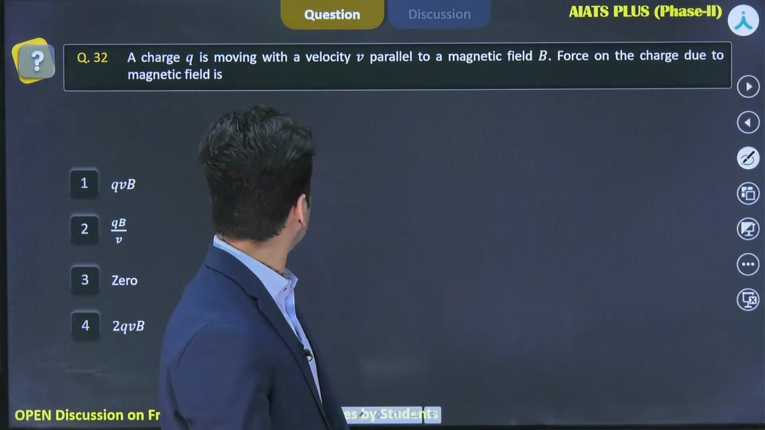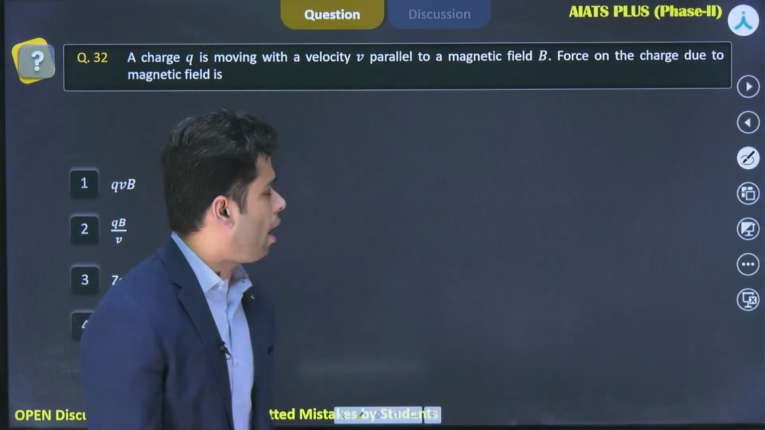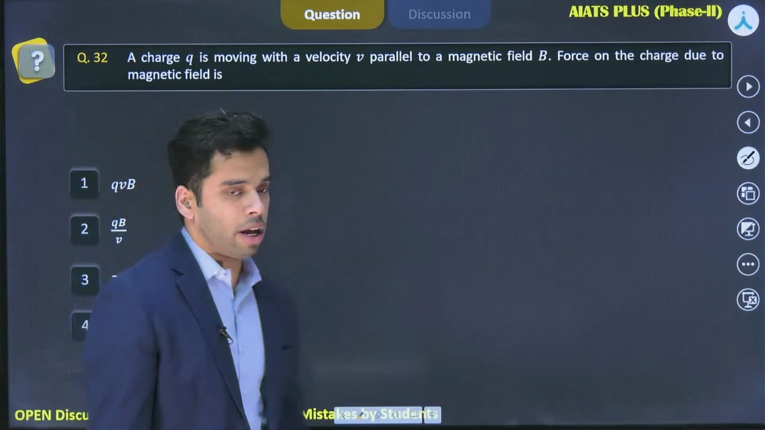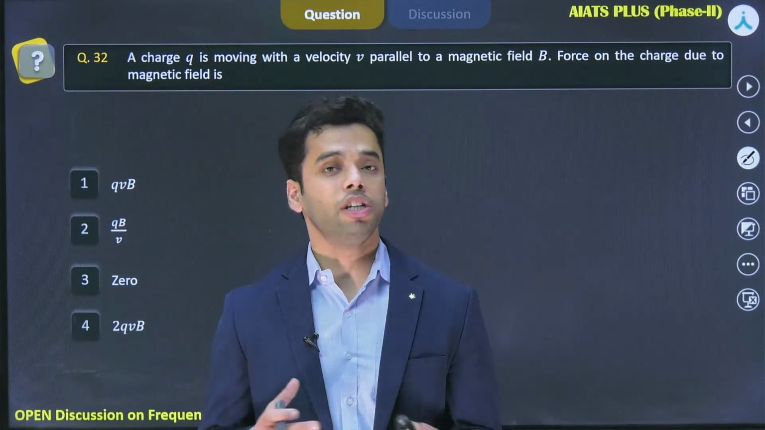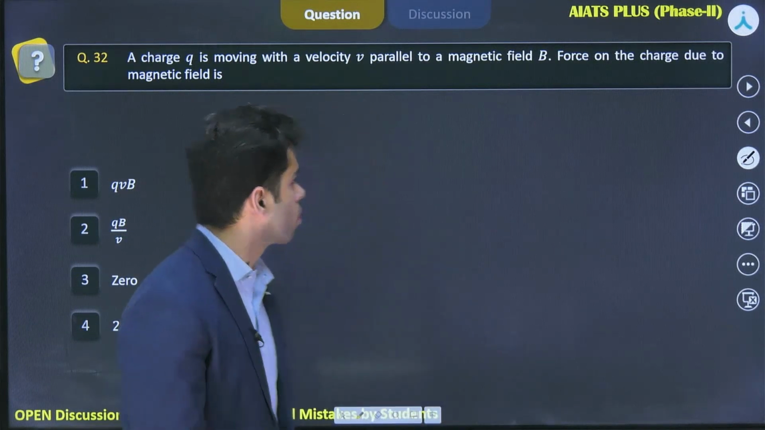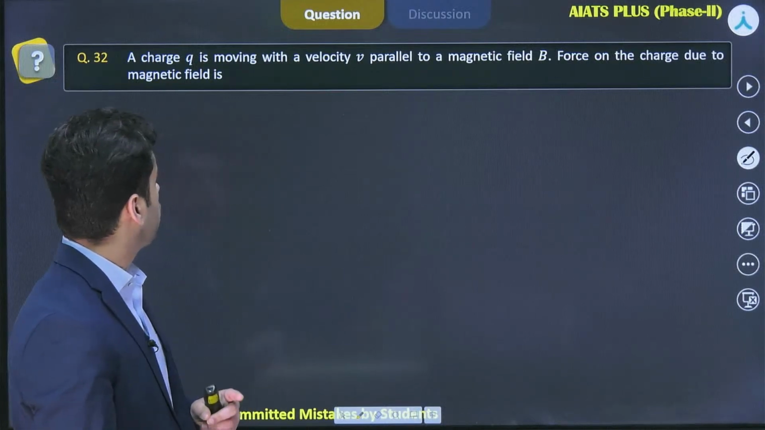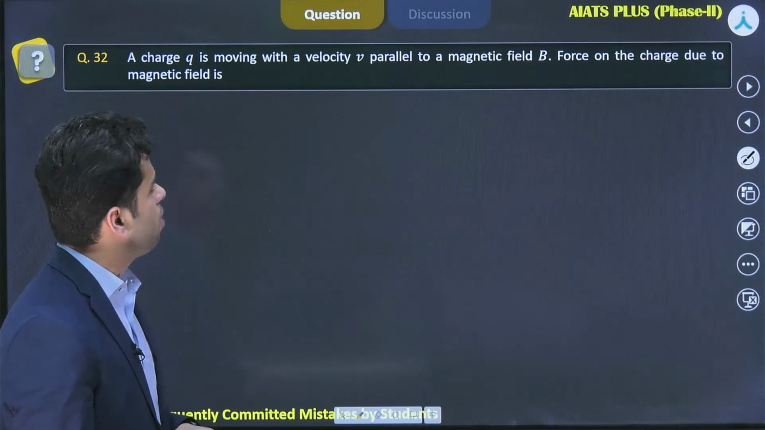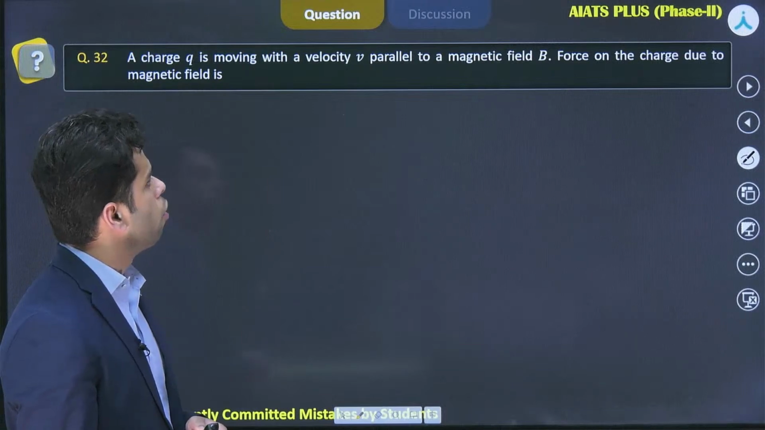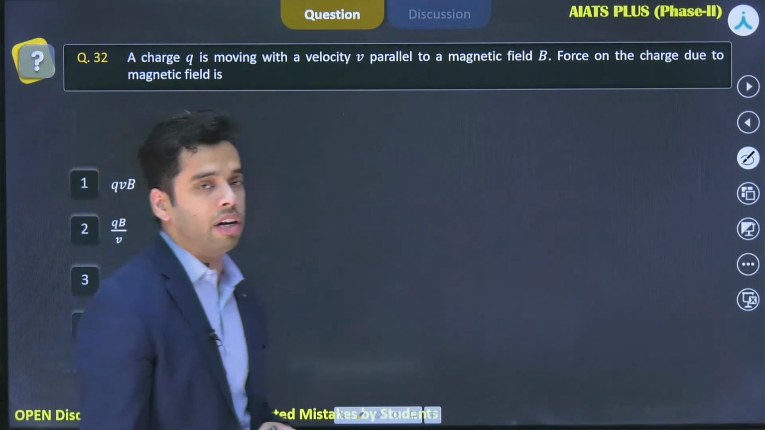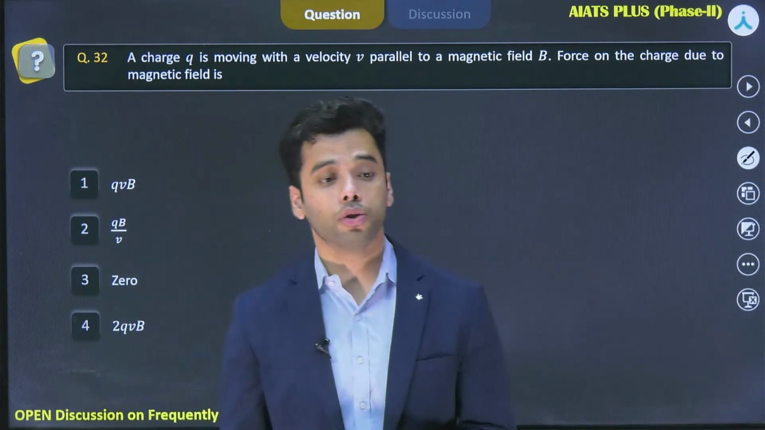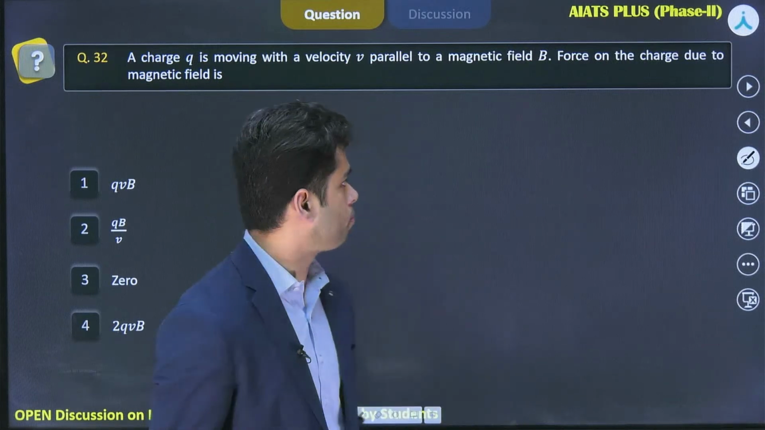There you go. Okay. And you have problem 32, and this problem is from the chapter of Moving Charges and Magnetism. It says that a charge Q is moving with a velocity v parallel to a magnetic field B. Force on the charge due to magnetic field is. So this time you have to calculate the force on the charge due to magnetic field.